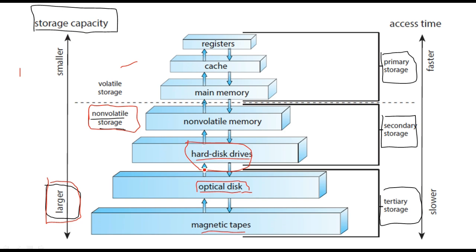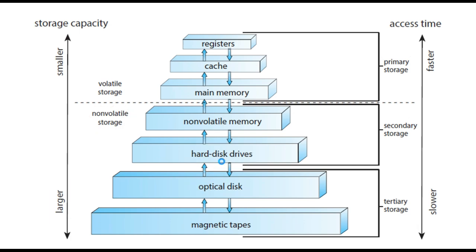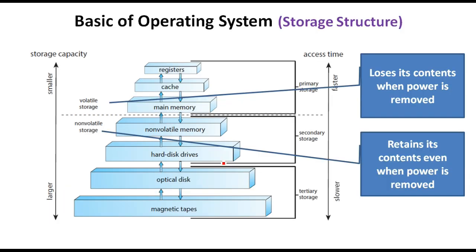Now, the data which we store in the volatile storage devices, as described here, will get lost when the power is removed or goes off. But the data which we store in the secondary storage devices retains its contents even when the power is removed or goes off.